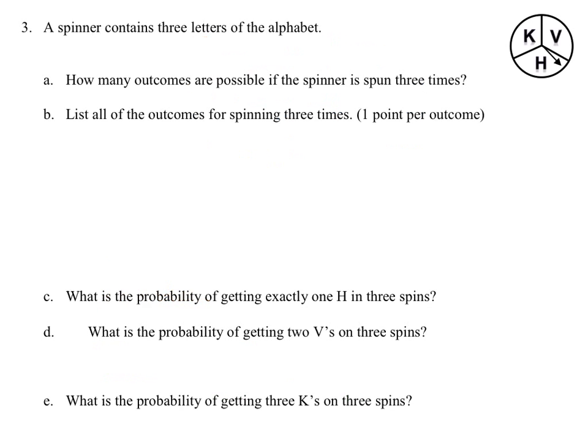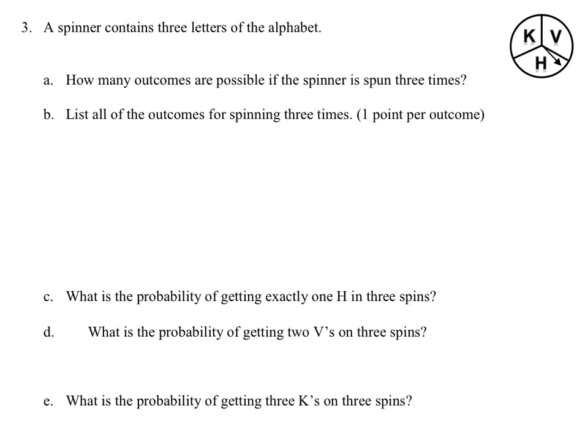A spinner contains 3 letters of the alphabet. How many outcomes are possible if the spinner is spun 3 times? It may be helpful for us to do B first, because it asks for all the outcomes, which would then tell us how many outcomes there are. So let's get started listing all of these.